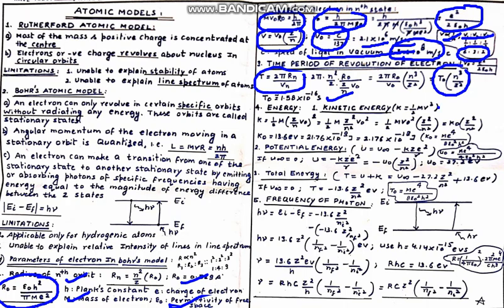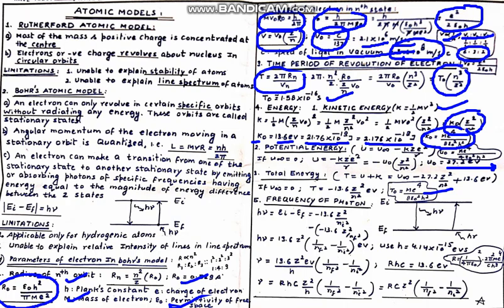Next is energy. So kinetic energy, after all the calculations, comes out to be k naught z square by n square, where k naught is 13.6 electron volt, which is 2.176 into 10 to the power minus 18 joule. And in terms of mass of electron, it is equal to this. Then we have potential energy. So potential energy is actually double of this, with a negative sign. Then we have total energy, which is equal to this.